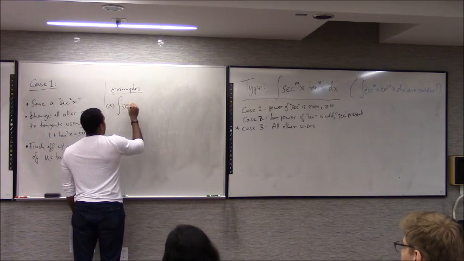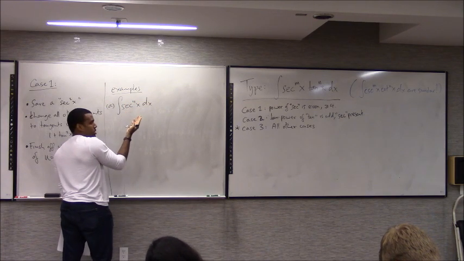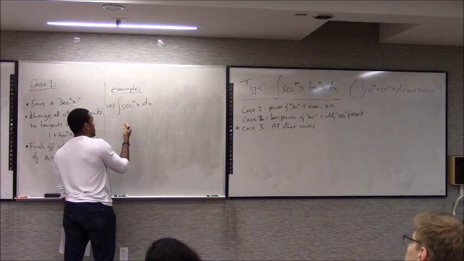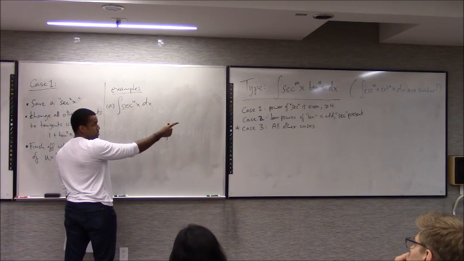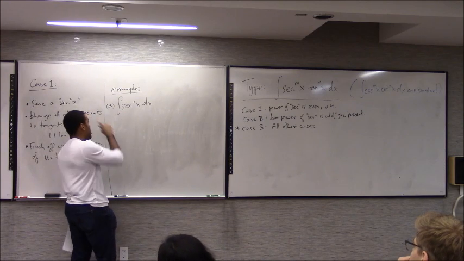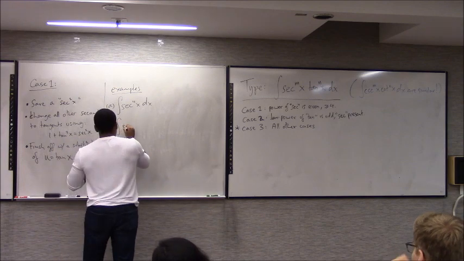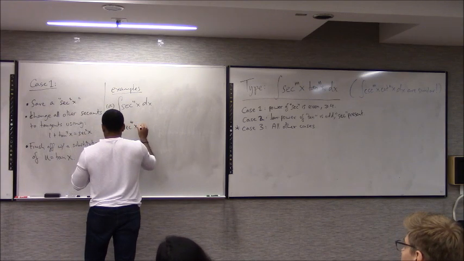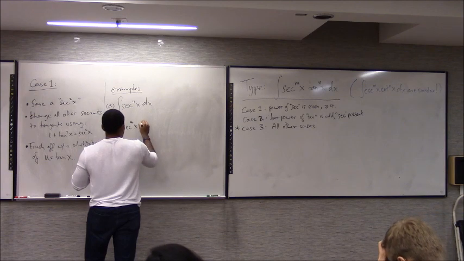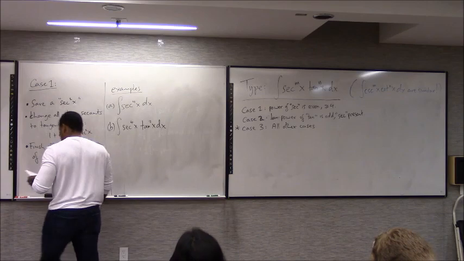Let's talk about secant to the 4th. Now, if you have just secant squared, you know the integral of that is tangent. Secant cubed is an odd power, so it isn't covered by this case. So this is the smallest case where this technique I just told you is applicable. And the other one I want to do is secant to the 4th times tangent squared.